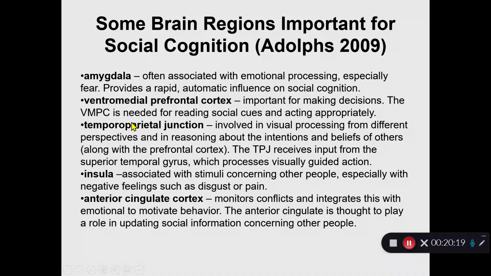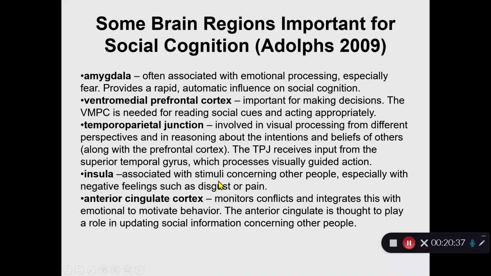Temporal parietal junction, reasoning about the intentions and beliefs of others, also works along with prefrontal cortex. Ventral medial prefrontal cortex, orbital frontal cortex, temporal parietal junction, those are controlled processes. These are controlled. Amygdala and insula would be automatic.